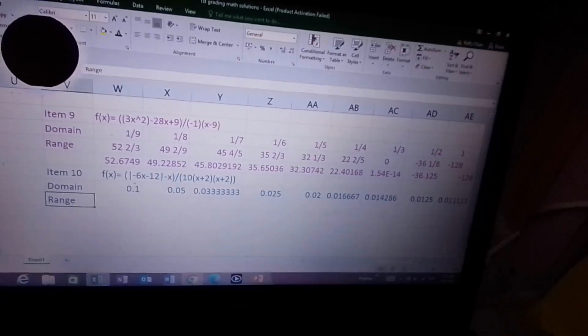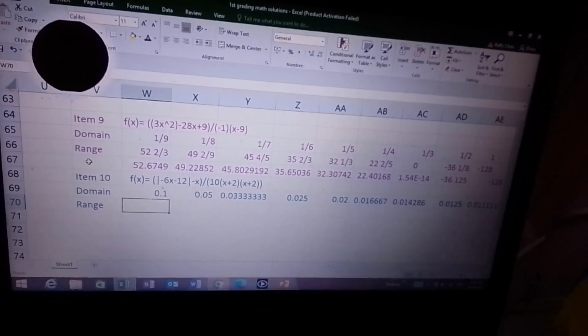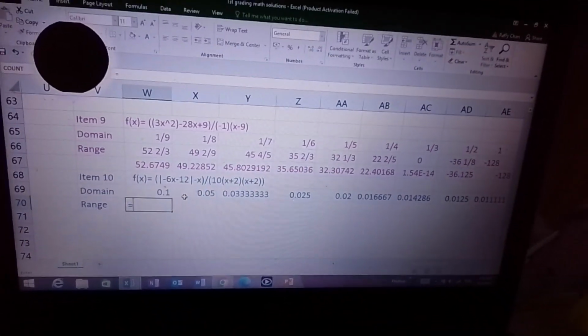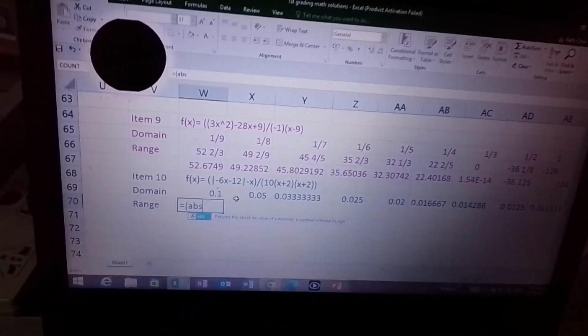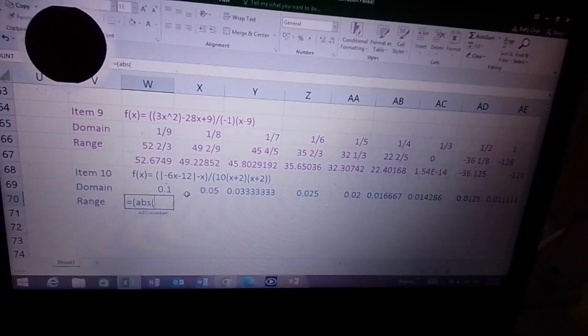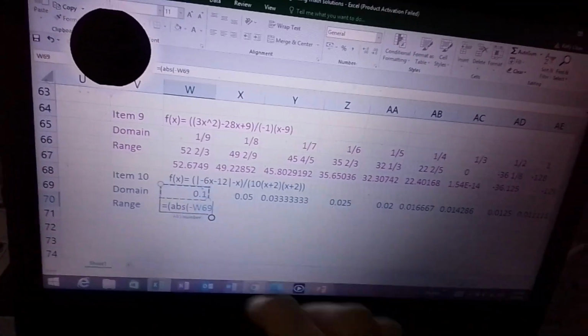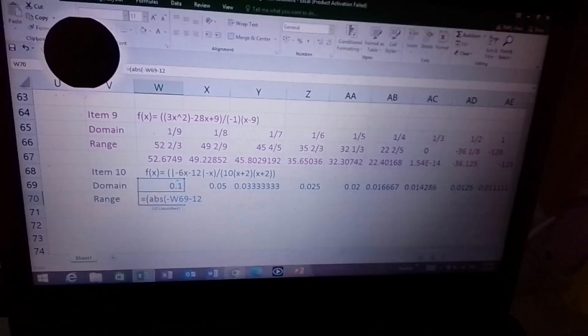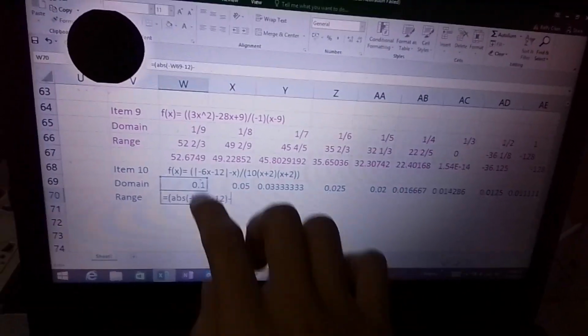So now, let's work out the math. What did I tell you about the range? So this is what we're going to do. Type in the function. First, let's type the absolute value. Remember the absolute value of a certain number, that's in the top parentheses: negative this one minus 12, and then all subtracted by this guy.